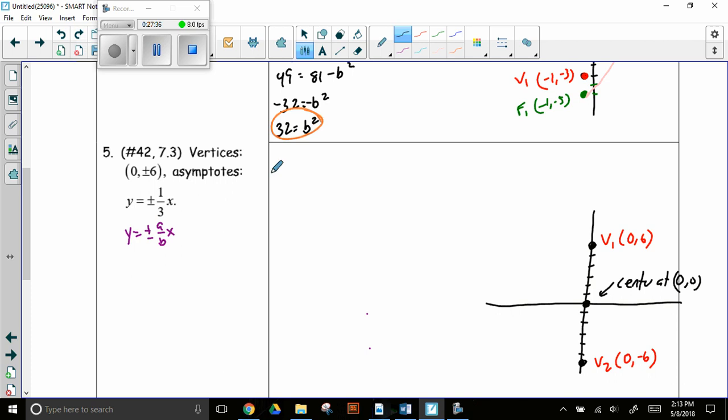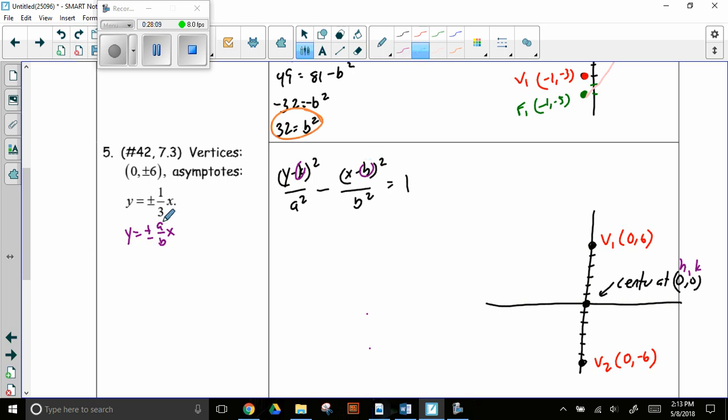I know that it's oriented vertically, so this becomes y minus k squared over a squared plus x minus h squared over b squared equals 1. And by plus in between, I mean a minus, because it is a hyperbola. If it would have been a plus, it would have been an ellipse. If my center is 0, 0, that is our h and k. So that's really 0 and 0.